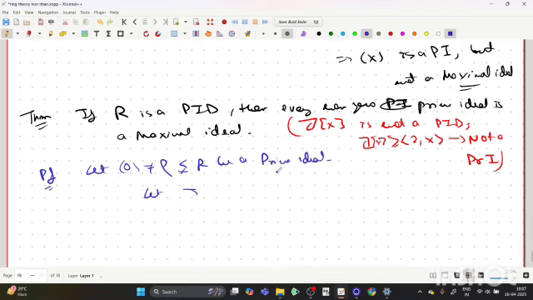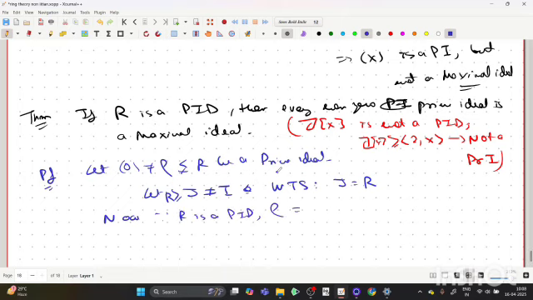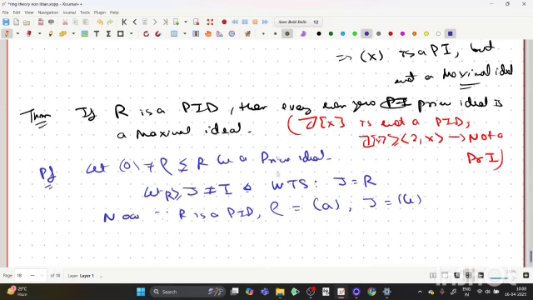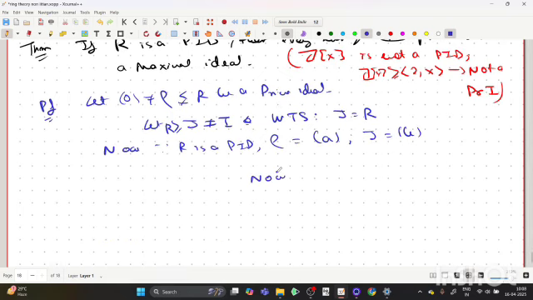So let J not equal to P be an ideal of R containing P. Now to prove that P is a maximal ideal, what do we need to show? We require to show that J must be equal to R, right? Because for P to be a maximal ideal, there cannot exist a proper ideal which contains P strictly. Now, since R is a PID, I know that this prime ideal is generated by some element A, and this ideal J is generated by some element B.